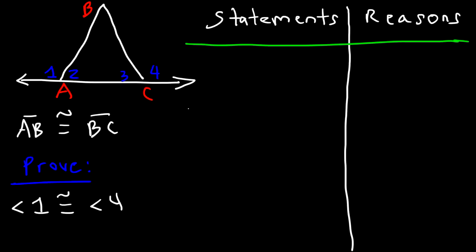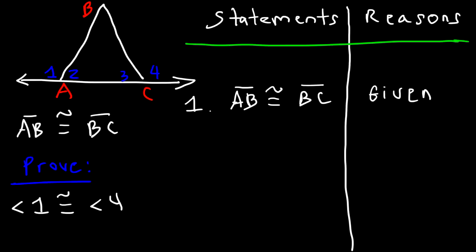So let's start with statement 1. AB is congruent to BC. So that's given. Now let's mark it on the graph. So this is AB, it's congruent to BC. Now, according to the base angle theorem, if the sides are congruent, then the angles opposite those sides must be congruent. So we could say that angle 2 is congruent to angle 3.